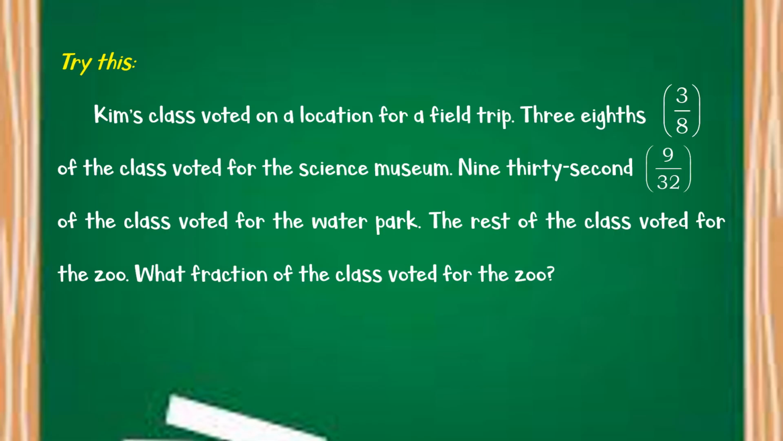If you really understand Polya's method in problem solving, try this. Kim's class voted on a location for a field trip. 3/8 of the class voted for the Science Museum. 9/32 of the class voted for the water park. The rest of the class voted for the zoo. What fraction or percentage of the class voted for the zoo? So I want you to try this on your own with the use of the four steps of Polya's method.